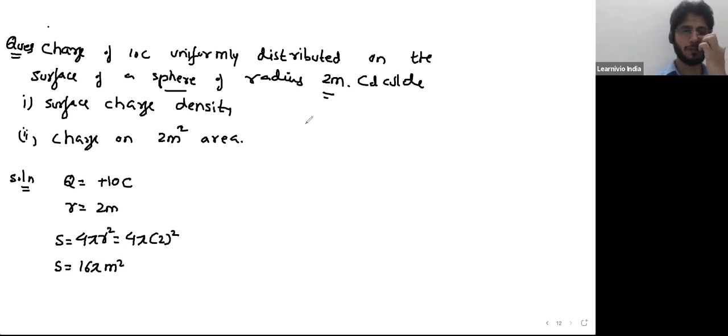So for the first part, we can just simply get the ratio. Sigma is charge upon area. So the charge is 10 coulomb, area is 16 pi. So your sigma comes out to be 5 by 8 pi.